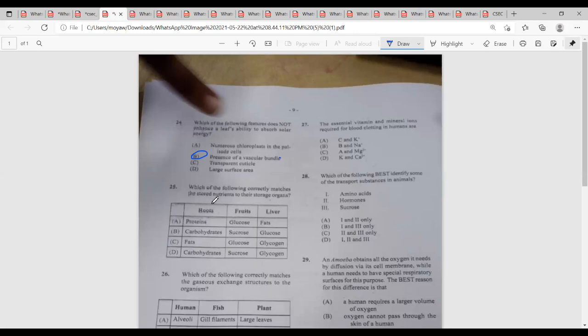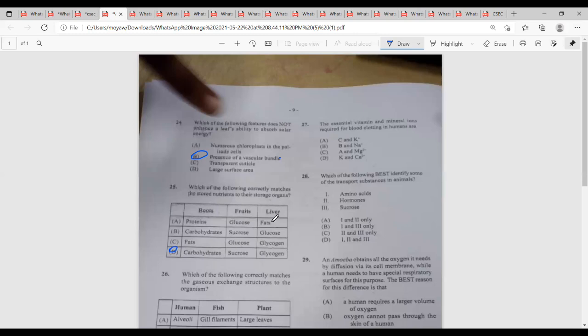Then B, roots, carbohydrates, fruits, sucrose, liver, glucose. Then C, fats for the roots, fruits, glucose, liver, glycogen. And then D, roots, carbohydrates, fruits, sucrose, liver, glycogen. So the best option here would have been D, carbohydrates, sucrose, and glycogen.